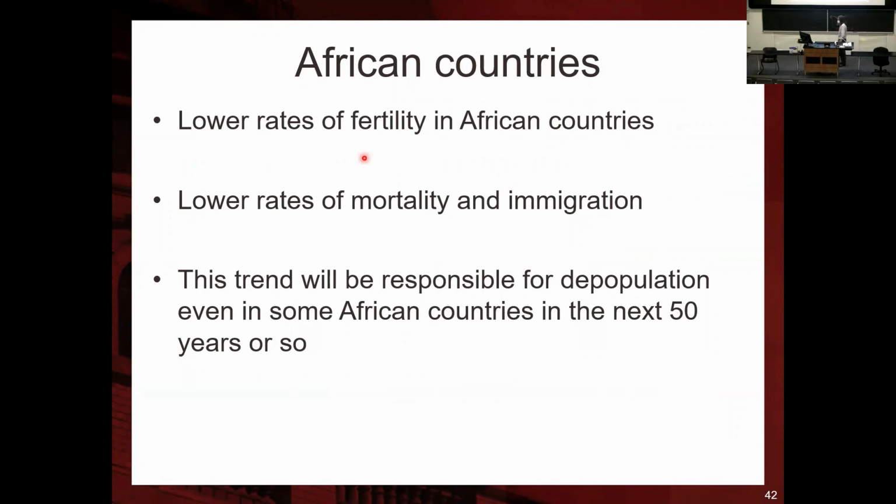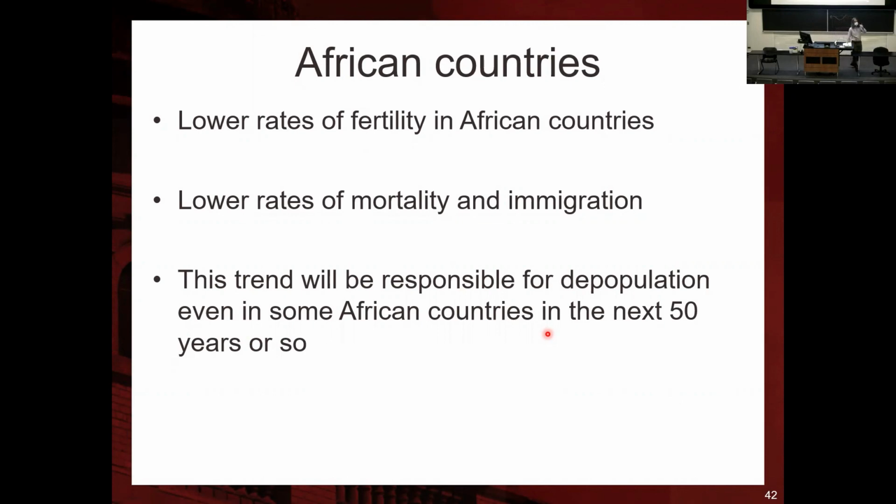And we also have been estimating lower levels of mortality. So we have seen improving mortality, which means declining mortality, and fertility declining as well. And also lower rates of immigration in some of these countries. So this trend will be responsible for depopulation, even in some African countries, in the next 50 years or so.